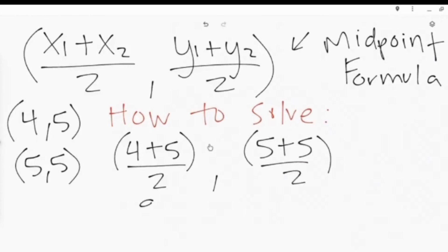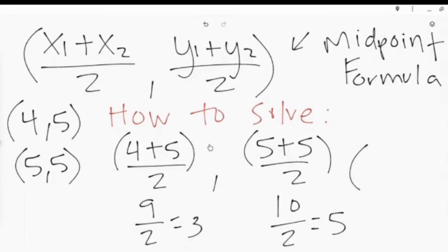Then we get our new fractions, which is 9 halves, which equals 3, and 10 halves, which equals 5. Then we get our new points, which is 3, 5, and that's our midpoint.